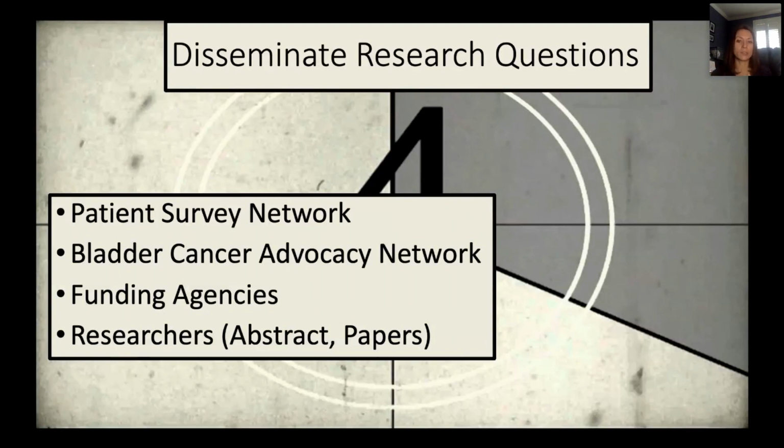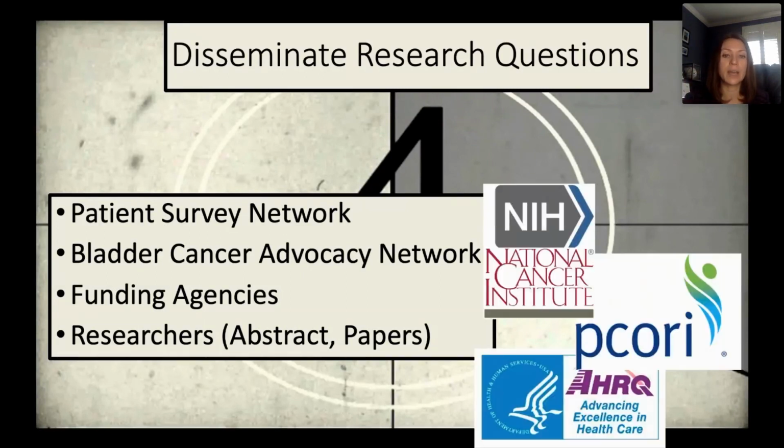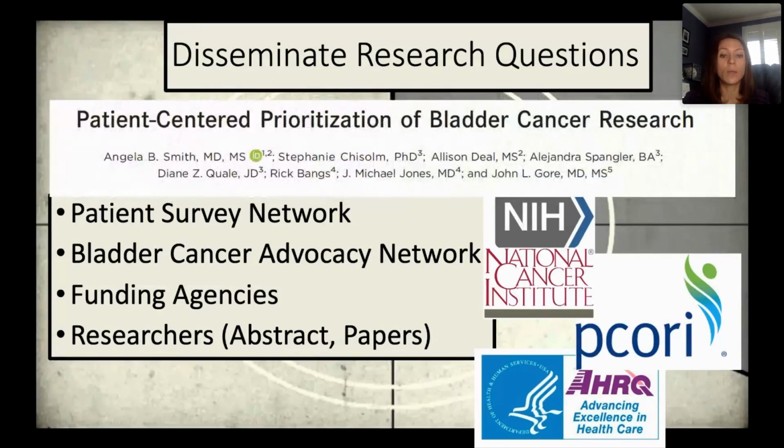I mean, how many times in clinical research do we not share our results with the patients who were participating in them? So we sent that back to the Patient Survey Network so they saw that their voice mattered and how we put it together. We gave it back to the Bladder Cancer Advocacy Network. We shared it with all the funding agencies so that they know when they get a research question about bladder cancer, when they're handing out the funding, this is important. They need to know what was important to the patients. And then finally, researchers, we wrote some abstracts and papers so that if someone was writing a grant, they could reference and say, hey, this is important, and here's why.